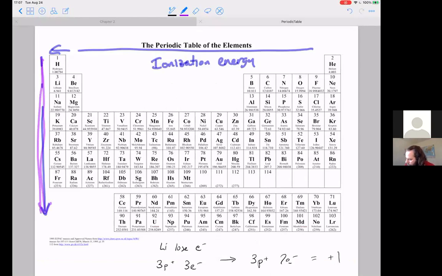And I guess, let me be clear here. This is actually ease of electron removal. In terms of the actual ionization energy, low ionization energy means easy to remove. High ionization energy means harder to remove. So these would have a higher ionization energy. They'd be harder to remove than over on this side.